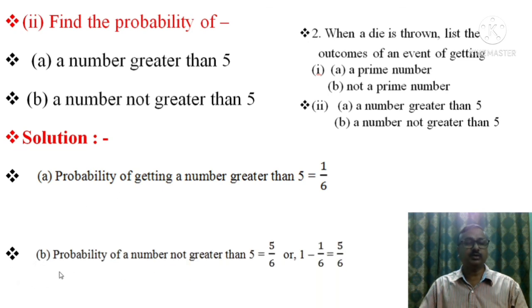So now last part, probability of a number not greater than 5. Not greater than 5 means including 5, that is 1, 2, 3, 4 and 5, that is 5 by 6. Or we can simplify in this way also. Greater than 5 is 1 by 6, so not greater than, that means total probability is 1, 1 minus 1 by 6, this is 5 by 6. So this is the last question.